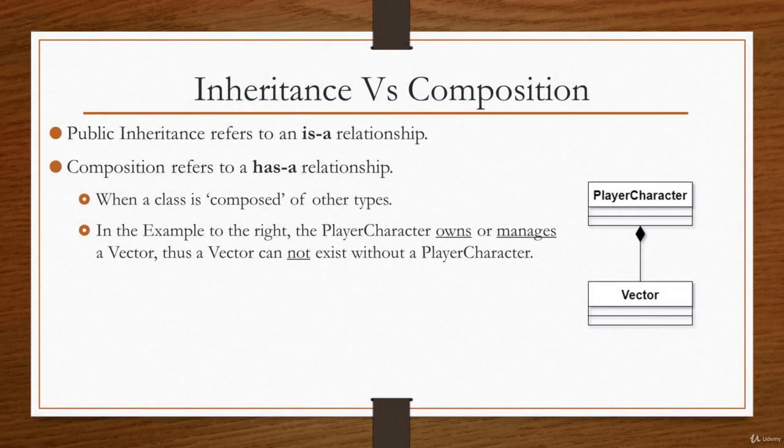A quick summary on inheritance versus composition. Public inheritance refers to an is-a relationship. We discussed that before. Composition, on the other hand, refers to a has-a relationship. You can see an example illustration to the right. This is basically when a class is composed of other types. These can be the fundamental types such as integers, floats, and so on. But it can also be user-defined types, other classes, structs, or enumerations.